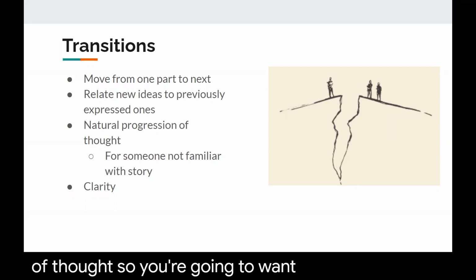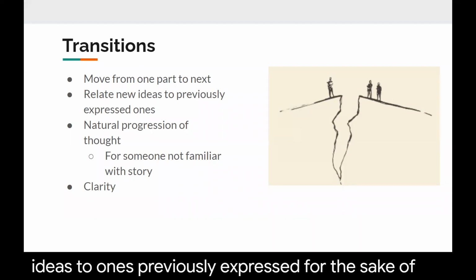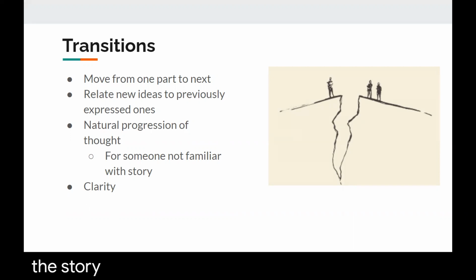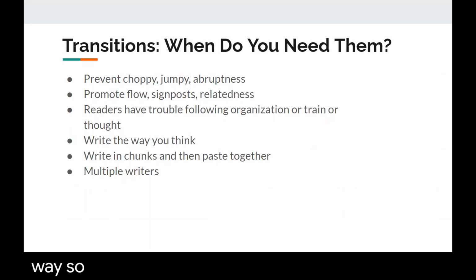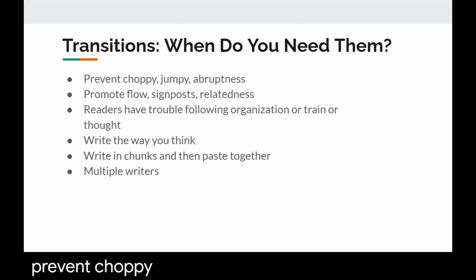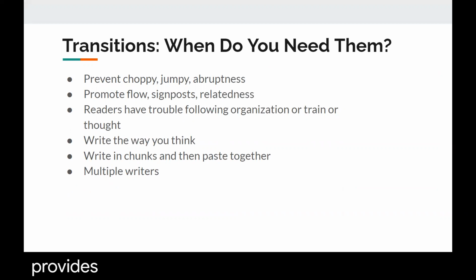So you're going to want to relate new ideas to ones previously expressed for the sake of clarity, and so that someone who is not familiar with the story can follow along with you in a very logical way. So transitions are really keywords, signposts that prevent choppy, jumpy, or abrupt writing and promote your piece having a flow or a pattern to it that provides signposts along the way to let the reader know where you're going and show how ideas are related to one another.